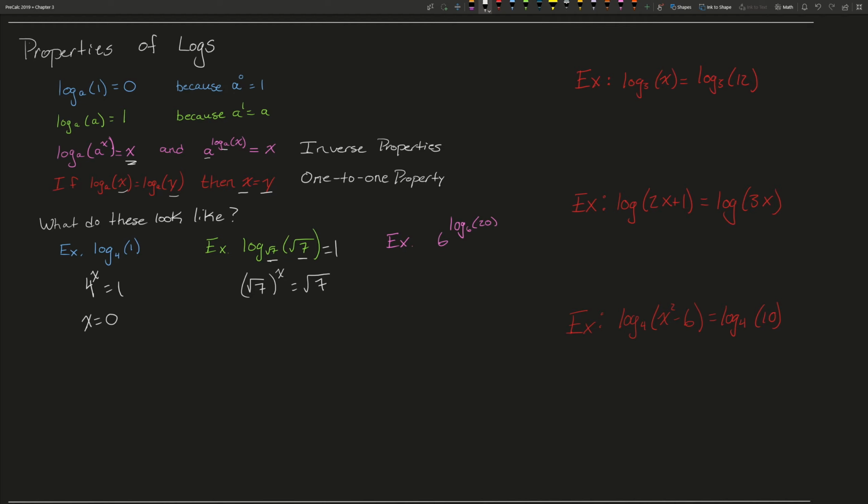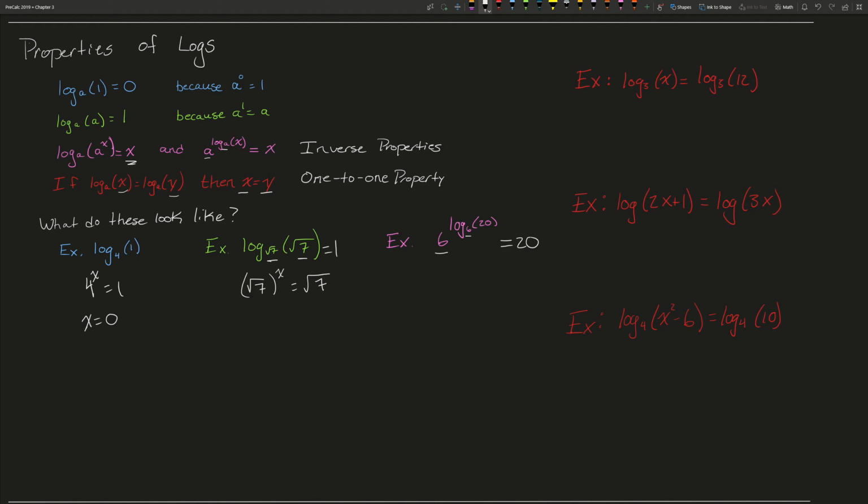In the next example, we have 6 to the power of log base 6 of 20. Again, because these bases are the same, they cancel. So we're just left with 20.